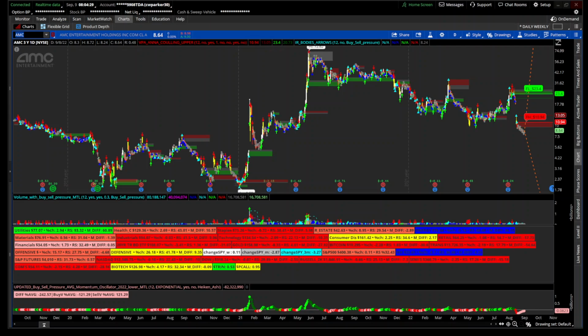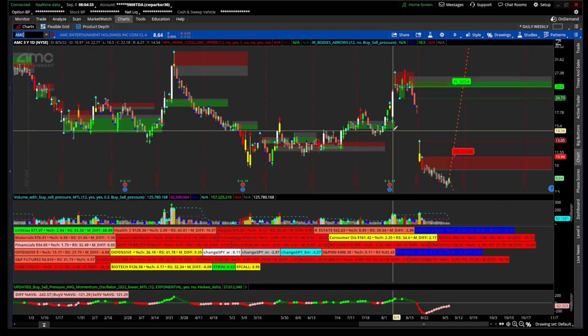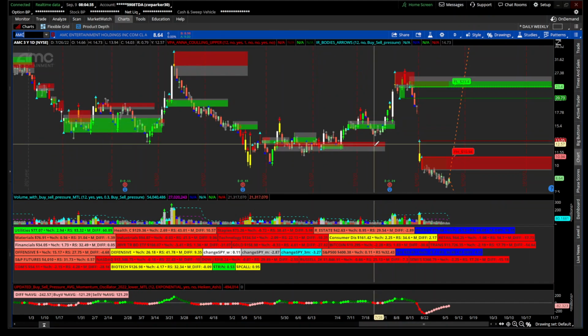This stock is AMC, and this is the updated version of the irregular bodies indicator that you're seeing right now. It's not on the site, but just like a lot of other ones, they're about to be on the site.